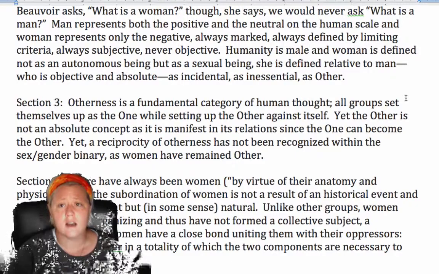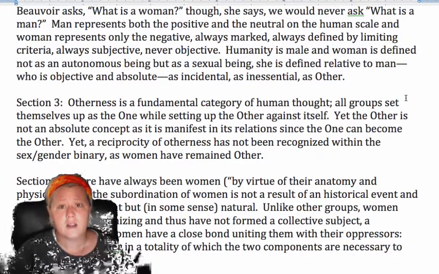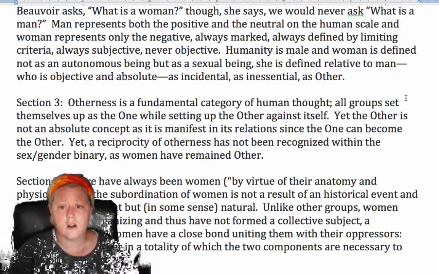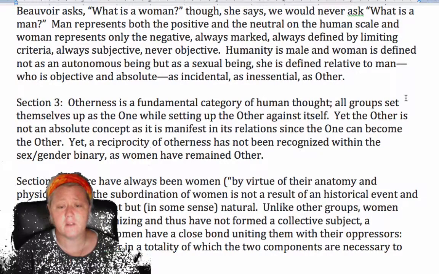This third section has a lot of philosophical roots in the Hegelian master-slave dialectic, if you've heard of that at all. If anyone's read any Hegel or Marx, you might have.